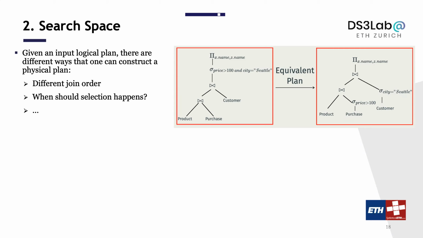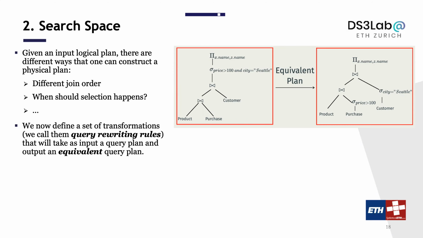Here we talk about one specific way of doing that. That is by defining a set of transformations, which we call query rewriting rules, that take as input a query plan and output an equivalent query plan. Once we have all those transformations of plans, we can generate a search space by just applying them again and again. So what is a query rewriting rule? What do we mean by equivalent? We can define it in a very precise way.